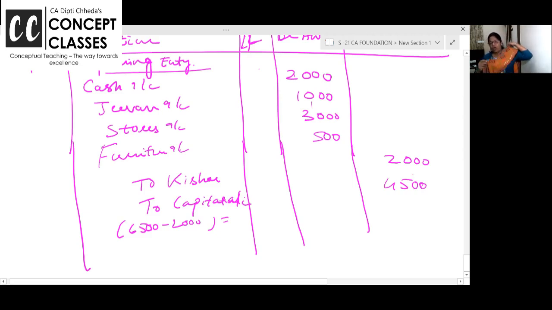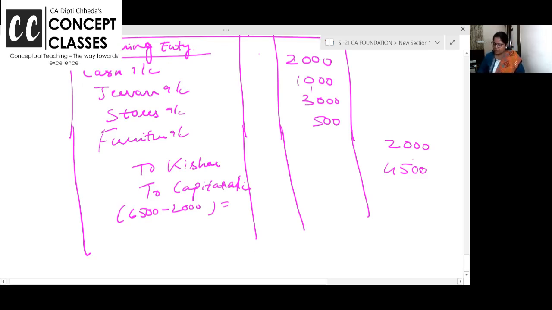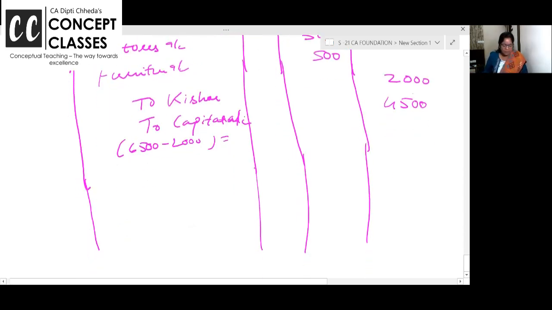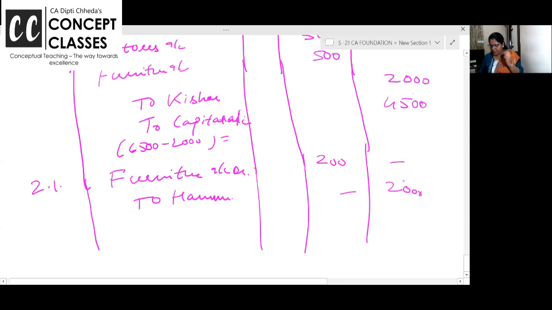Cash, debtors, stock, furniture, all your assets are 6,500. All your liabilities are 2,000. So 4,500. Now, this is the January story. First, 2nd of January, you have purchased furniture. You will record in journal proper. Furniture account debit to Hanuman. Furniture account debit to party.